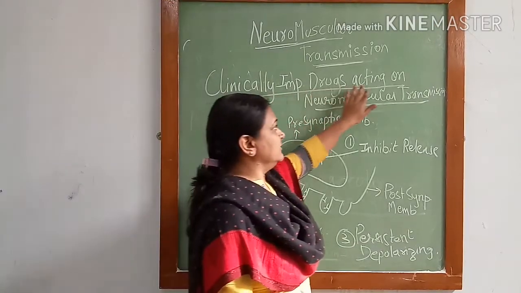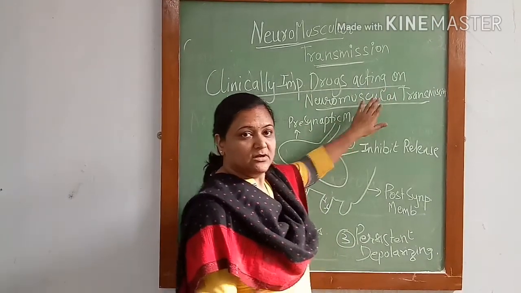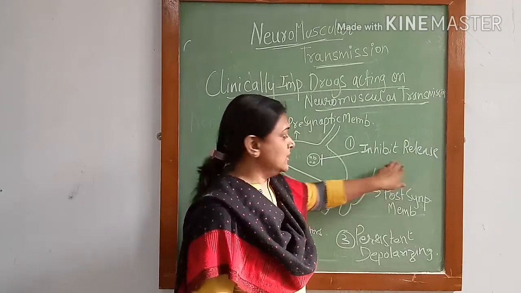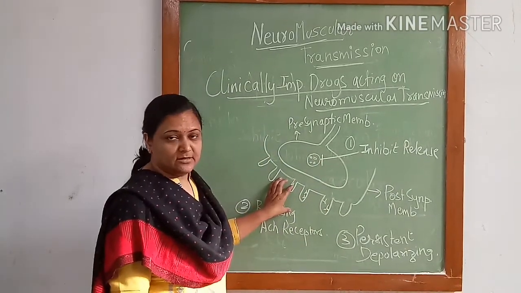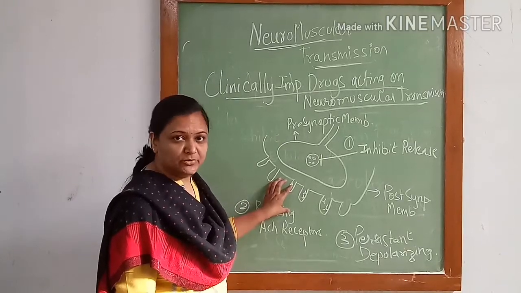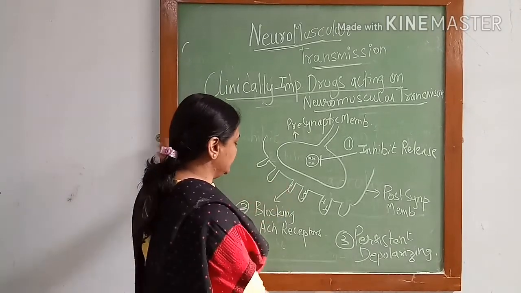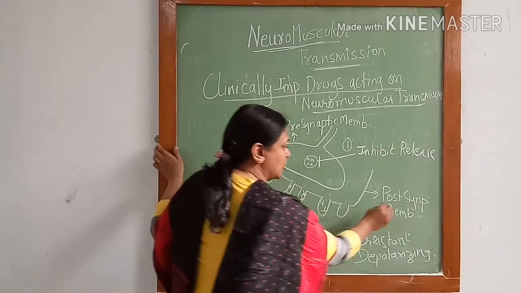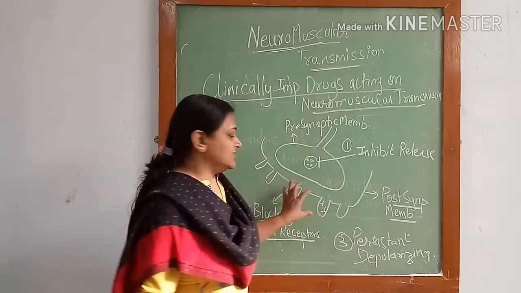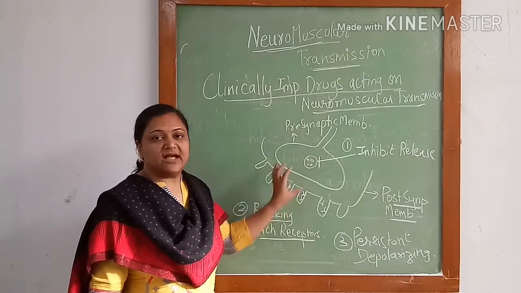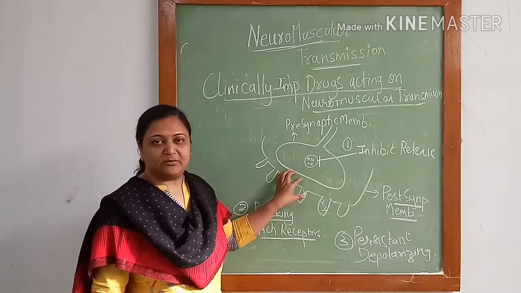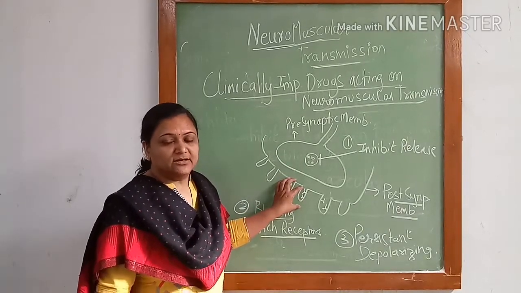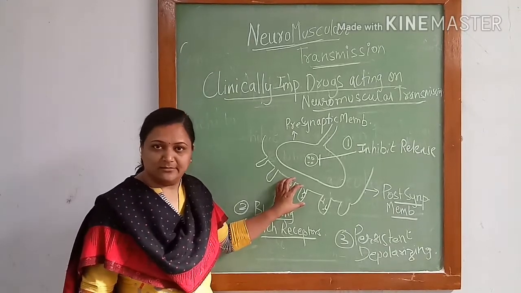Clinically important drugs which act on the neuromuscular transmission. The first group is the one which inhibits the release of acetylcholine from the presynaptic membrane. The classical example of this is botulinum toxin. Now, there is a certain group of drugs which block the receptors of acetylcholine on the postsynaptic membrane. These drugs compete with the acetylcholine released from the presynaptic membrane and thus do not allow the acetylcholine to bring about its action. The drugs are D-tubocurarine and gallamine.